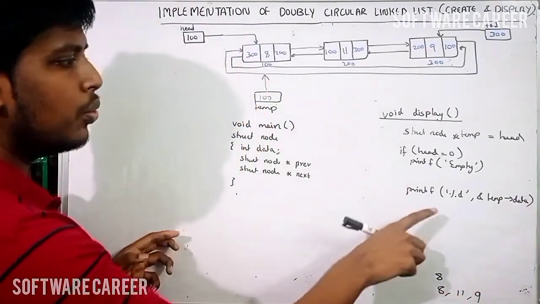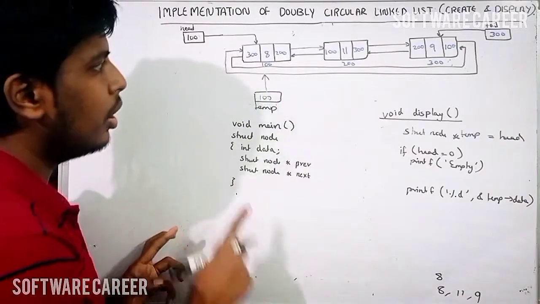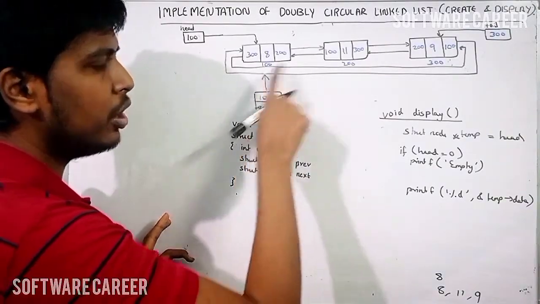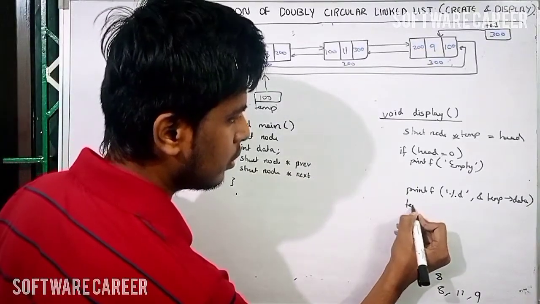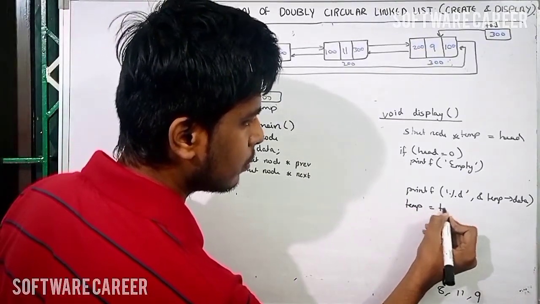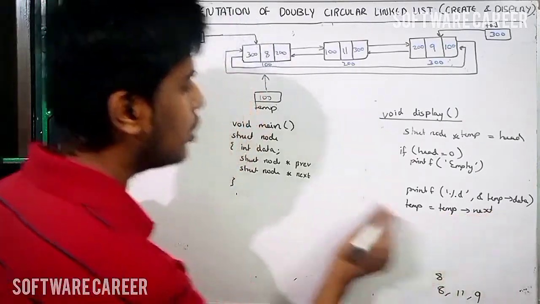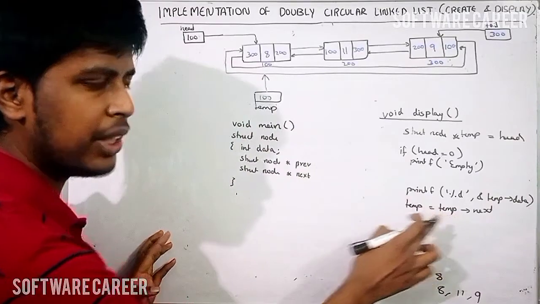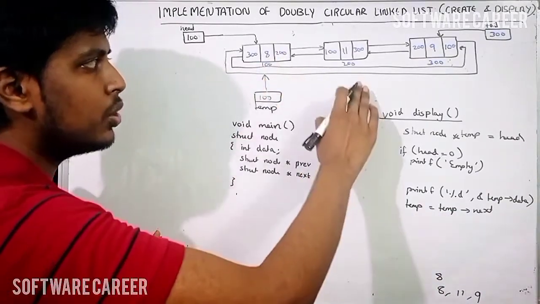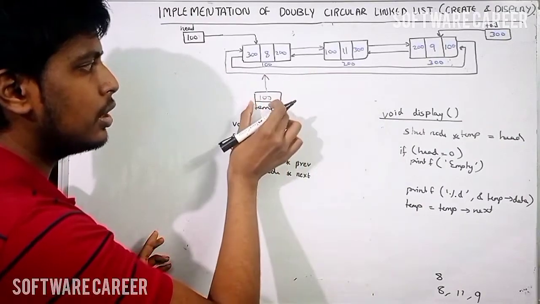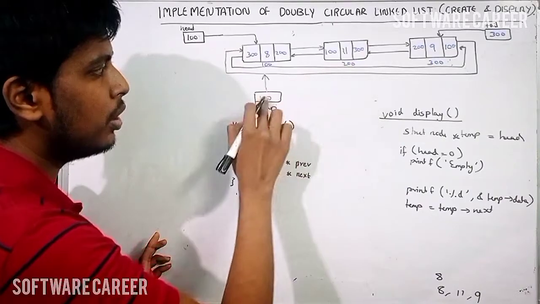Now what is temp data? Temp is 100. 100's data is 8. 8 is printed. Now the next step is you should move the temp pointer to the next node. How can you move? So I am writing the code. See here, temp equals temp next. Now you should update the temp pointer to temp next. What is temp? Temp is 100. 100's next is 200. For moving to the next node, this temp pointer should point to address 200.